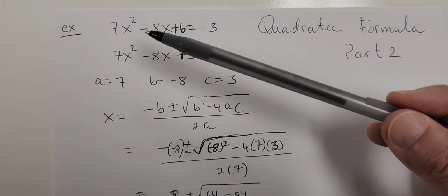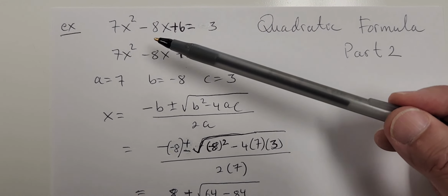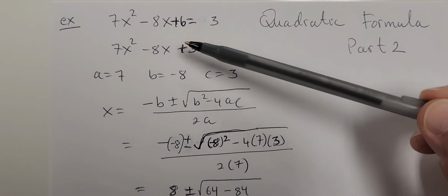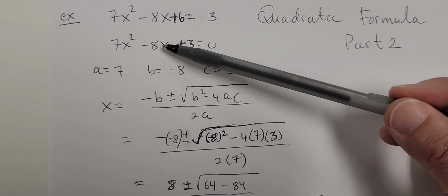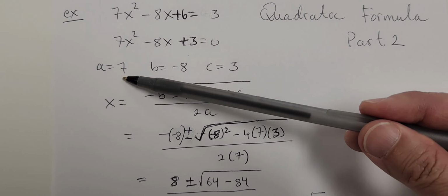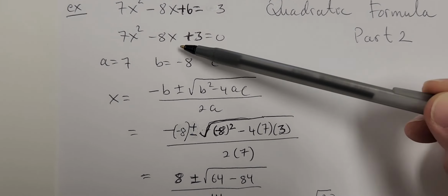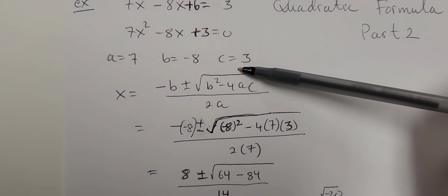So this is my A, this is my B, and this is my C. So A is 7, B is negative 8, C is positive 3.